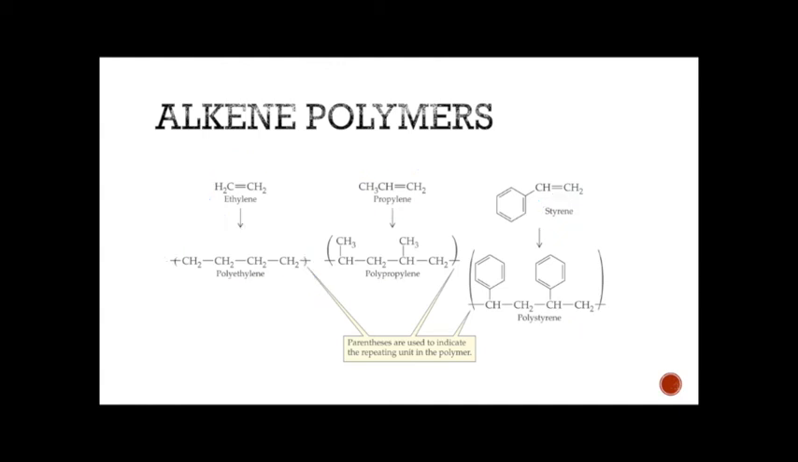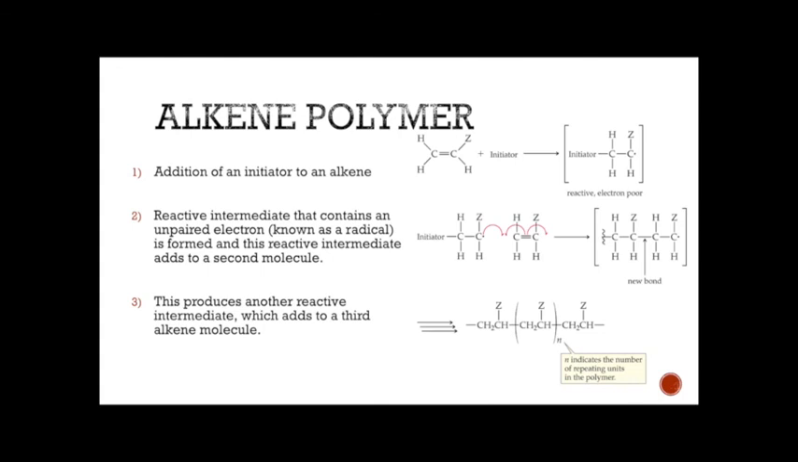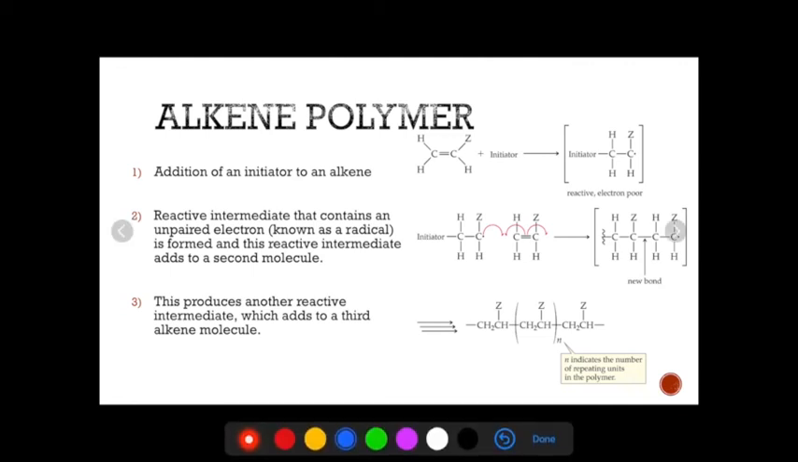To actually make a polymer, there are a few steps. An initiator, which is shown right here, attaches to the alkene, and the reactive intermediate is formed. This is the reactive intermediate right here, and it has what we call a radical. You can see this unpaired electron right there. We call it a radical.